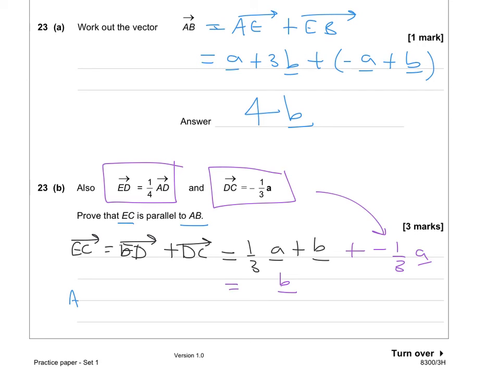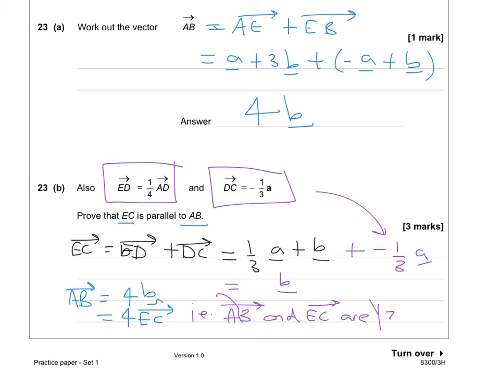The vector AB is equal to 4b, which is 4 multiplied by EC. And we can see that as the vectors are multiples of each other, the lines are parallel. So AB equals 4EC, i.e. AB and EC are parallel.